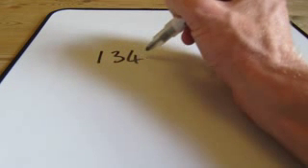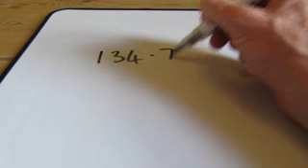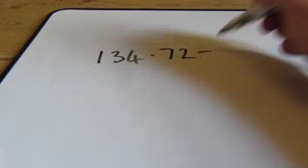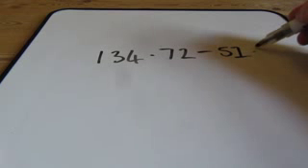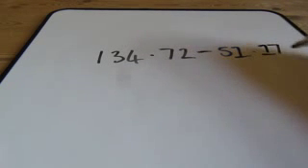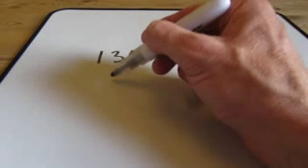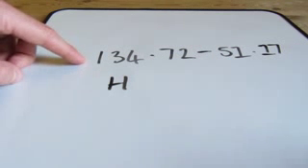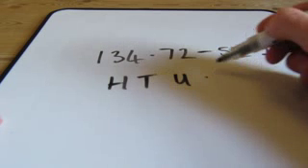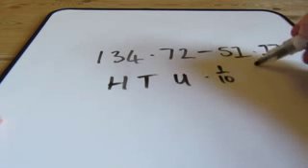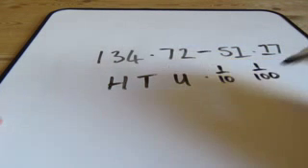Again, standard method, keeping that decimal point in the correct point at all times. So we're going to have 134.72 and we're going to subtract 51.17. So I need my hundreds column this time. I've got a hundreds number there: hundreds, tens, units, my tenths and my hundredths.